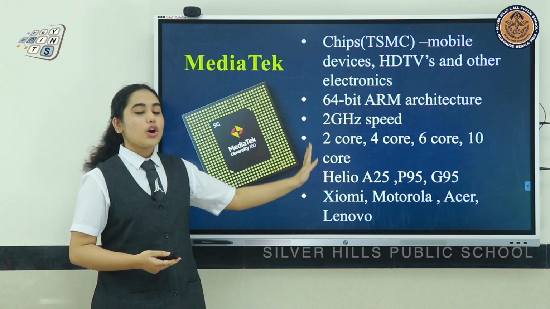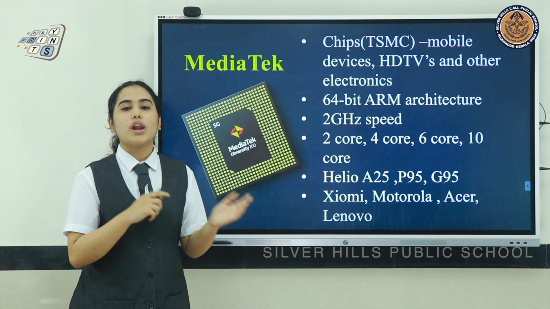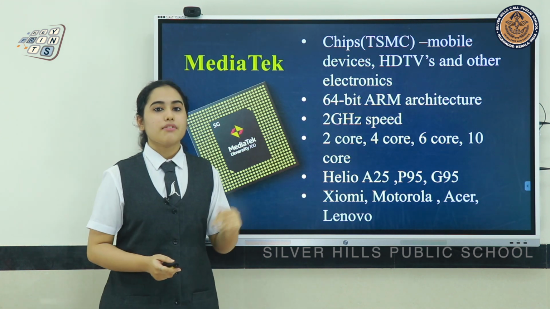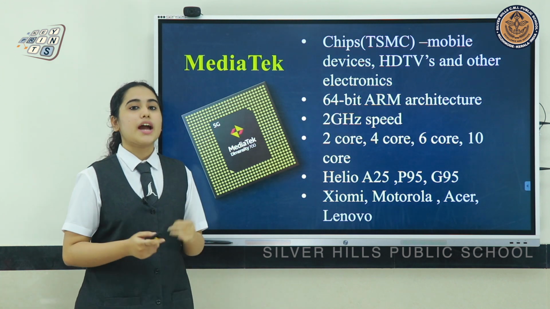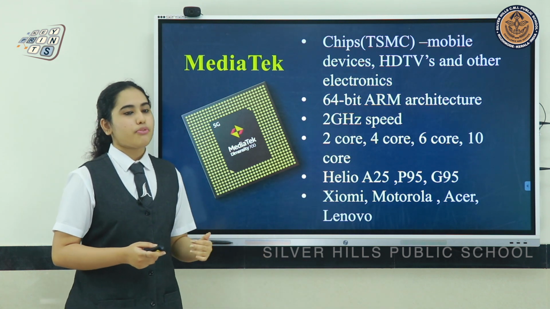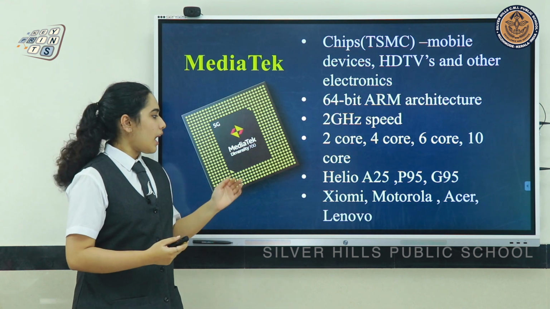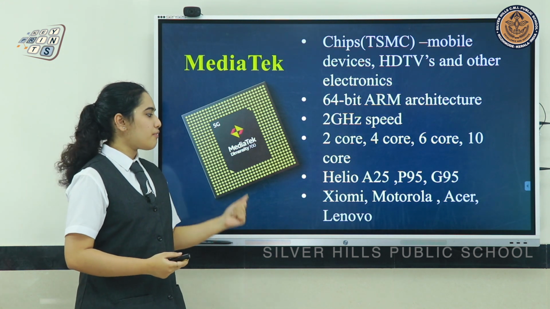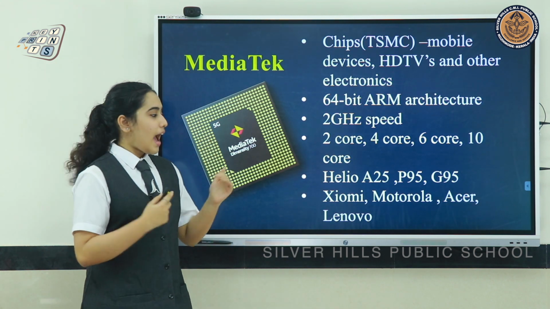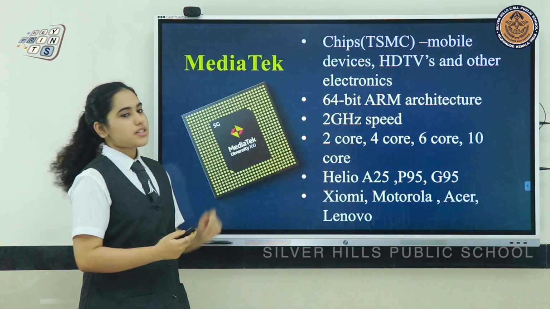In these, Helio A25 and Helio P95 are for your picture quality. If you are concentrating on that, then go for Helio A25 or P95 because they provide high quality pictures. Now Helio G95 is usually for gaming phones. Now they have consumers like China, and Chinese companies for mobile phones like Xiaomi, Motorola, etc. They use MediaTek processors, and tablets like Acer, Lenovo, Asus also use MediaTek processors.